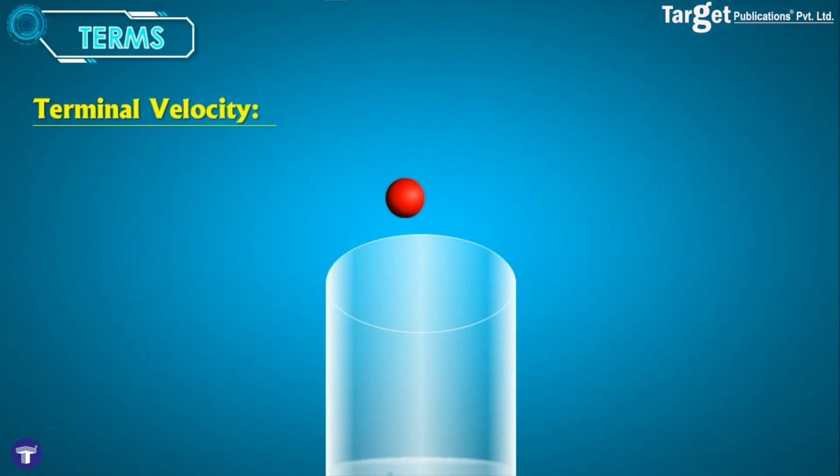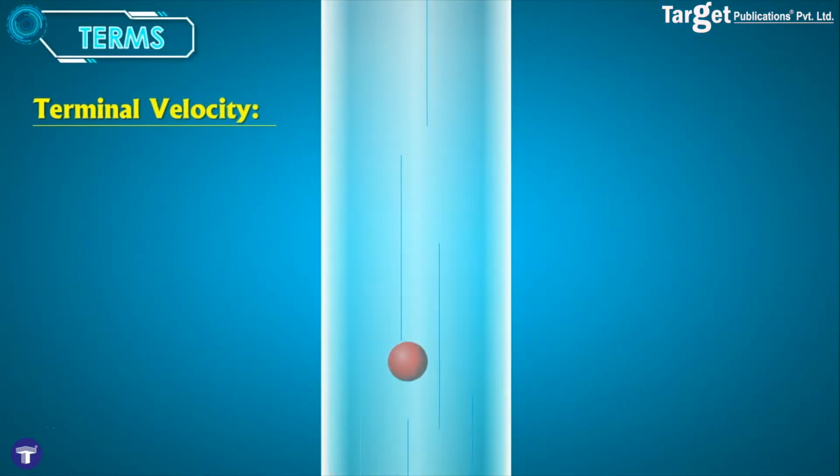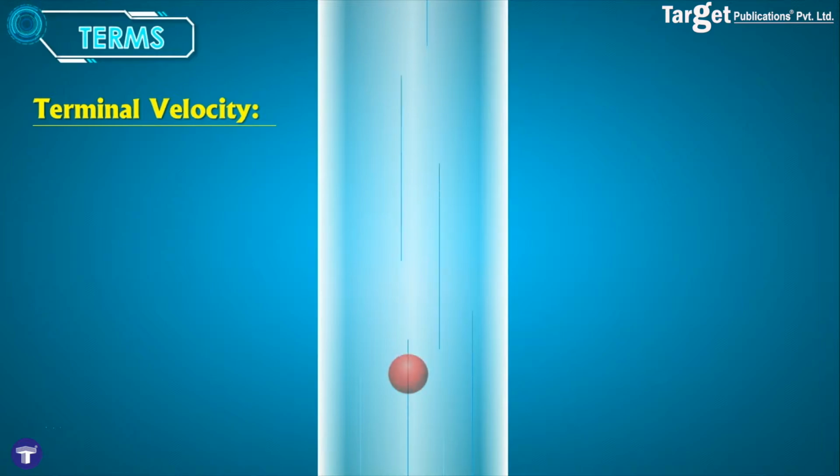But when this object is falling through a liquid, it is important to note that its velocity initially goes on increasing, which means that the object is initially accelerating. And this is happening because of the effect of gravity.